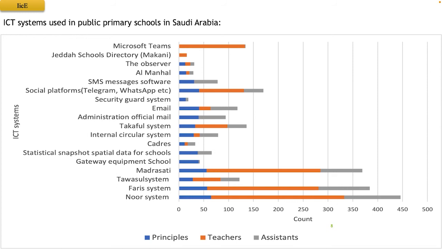Faris is a human resource system, which is about the workers. Madrasati is a new platform introduced later on in 2020 during the pandemic. Some other systems are not included in this chart.